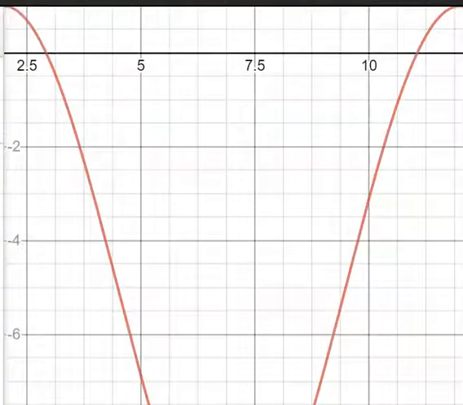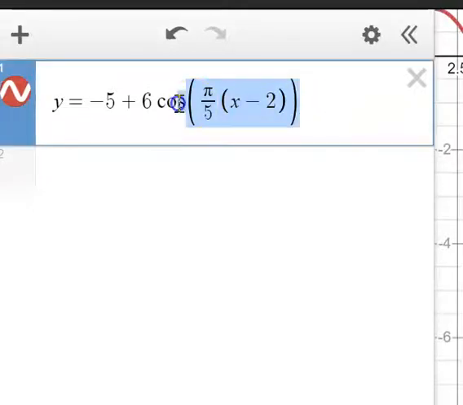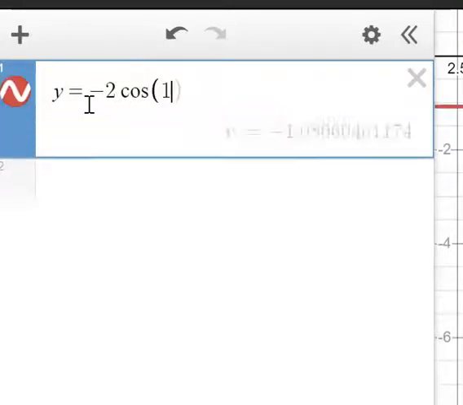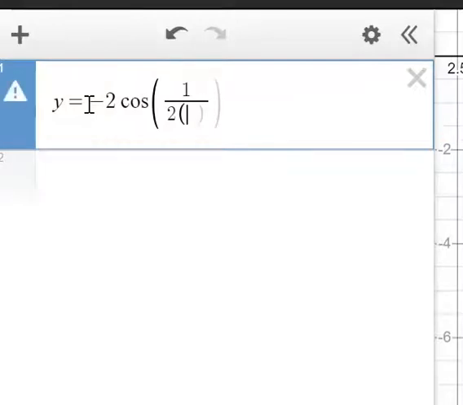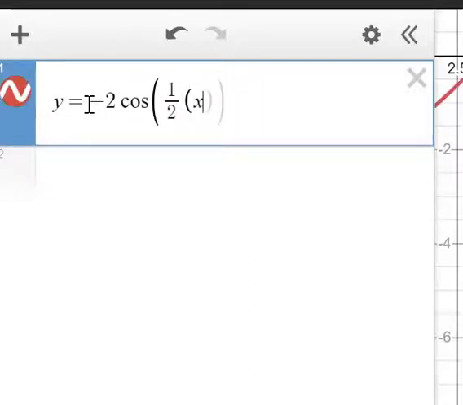Okay, the amplitude is going to be 4 because we're doubling the stretch number. So let's come over here and type it in. We're doing y equals negative 2 cosine 1/2 x plus pi. Remember, you're just typing in the number pi. Oops, don't put it there. x plus pi, and then plus 3. And then go to that little wrench over there.